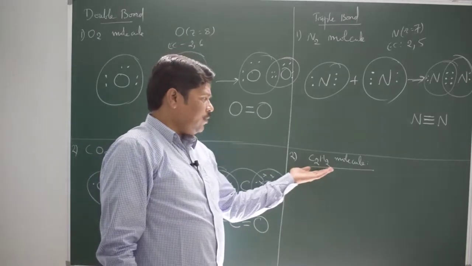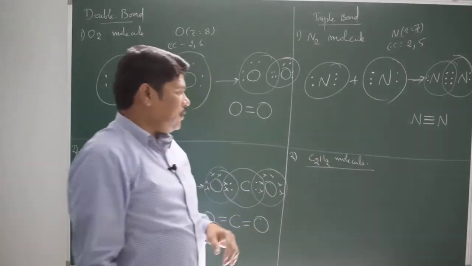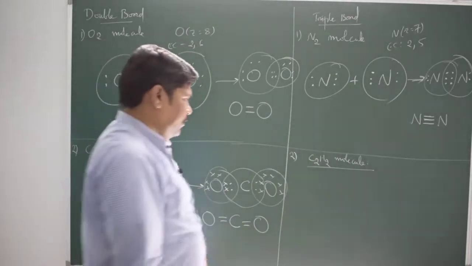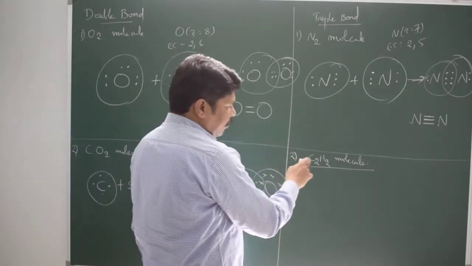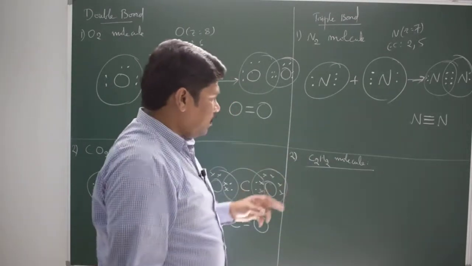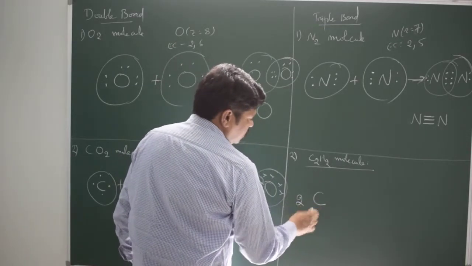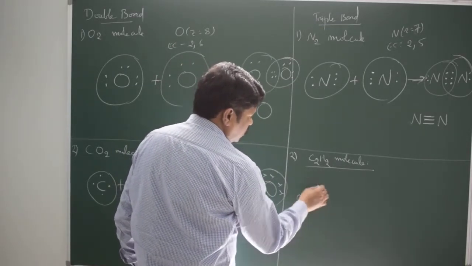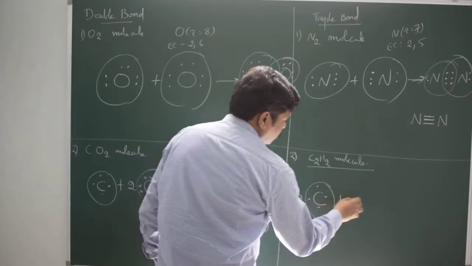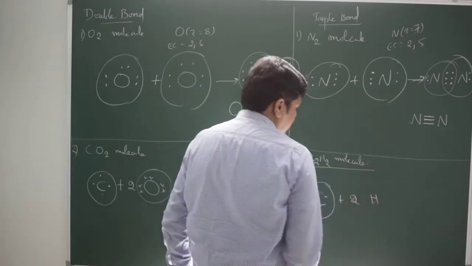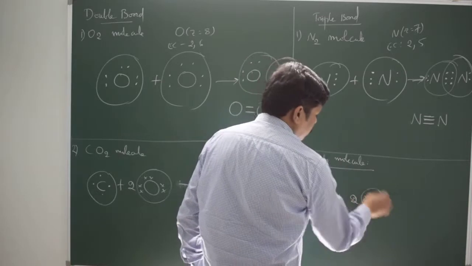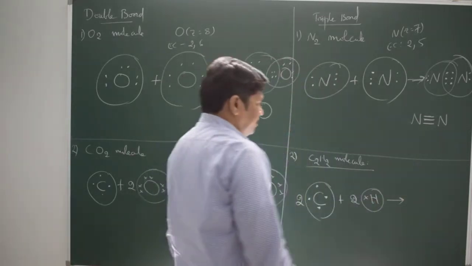This molecule is C2H2, you will learn more about this. It is called ethyne. It is formed by a triple bond between the carbon atoms. So how is it formed? Carbon valency is 4: one, two, three, four, plus 2 hydrogen atoms. For the hydrogen atom, each has 1 valence electron.